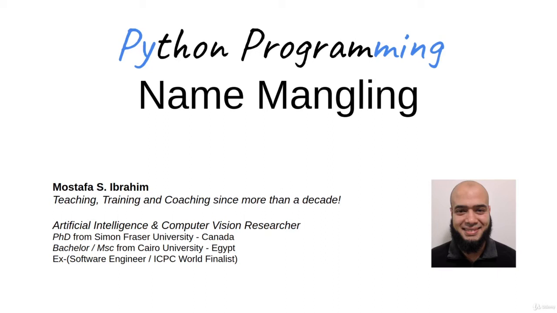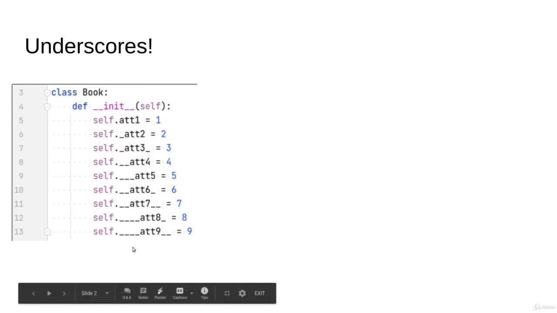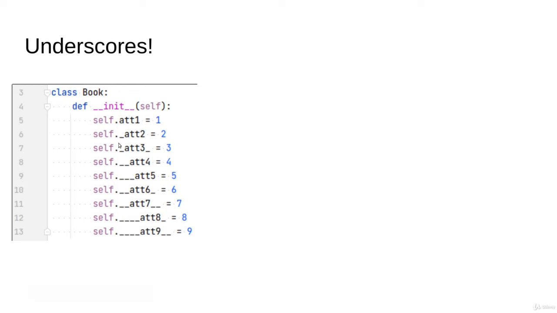In this lesson, we'll learn about the name mangling feature in Python. Consider the following attributes. Here we have a normal attribute, but in this one we put a single underscore before, and a single one before and one after. We call things in the beginning leading, and things at the end trailing.